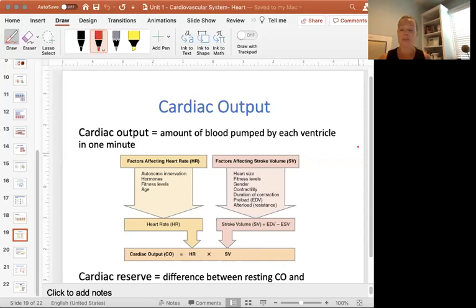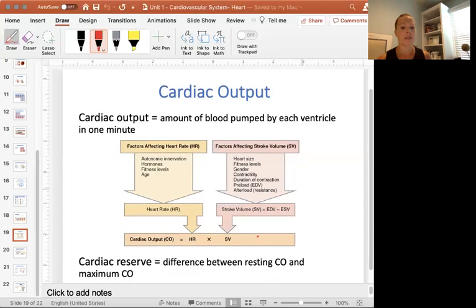So there is a maximum cardiac output that your body can achieve. That is usually somewhere between 5 and 7 times your normal cardiac output. So that difference between the resting cardiac output and maximum cardiac output is called cardiac reserve.